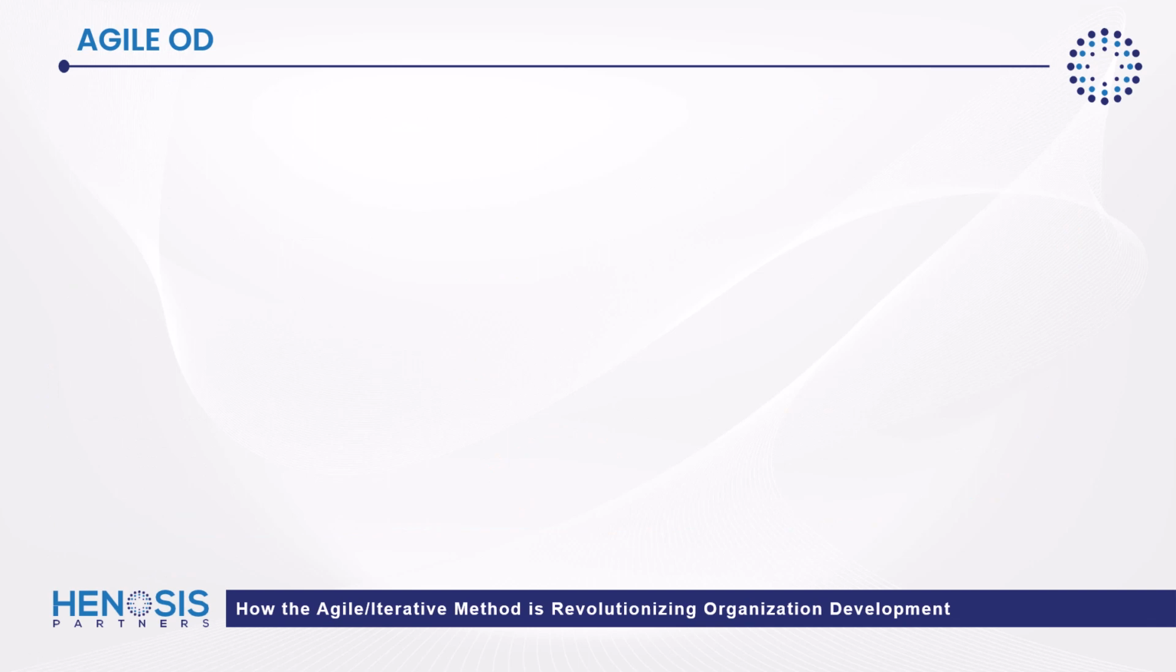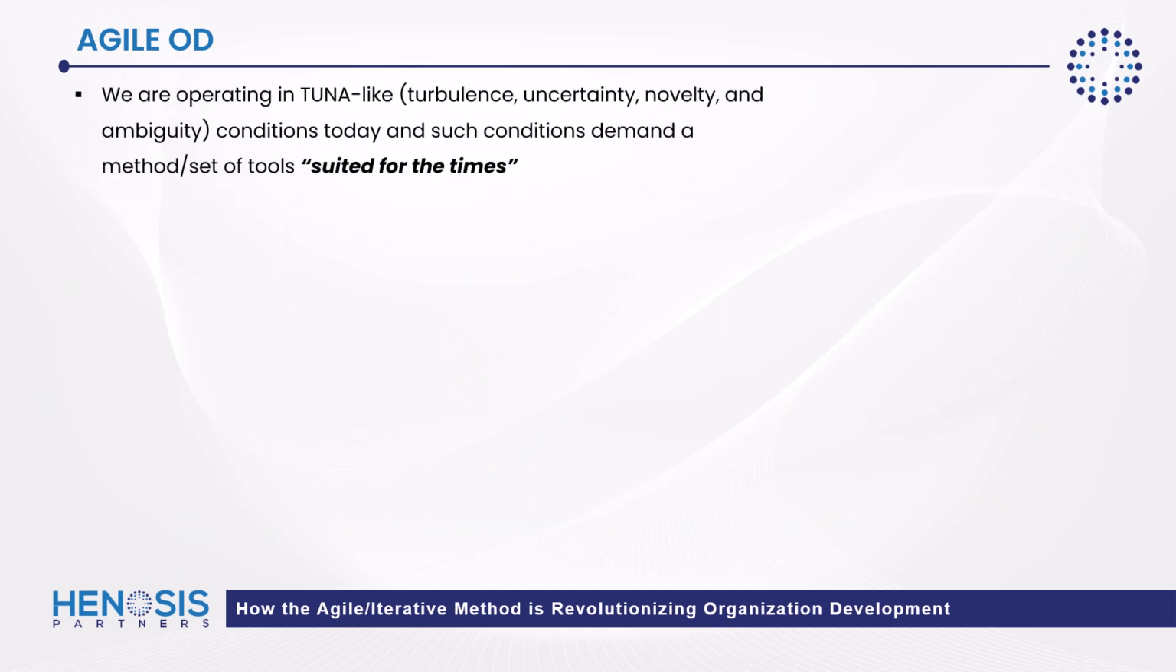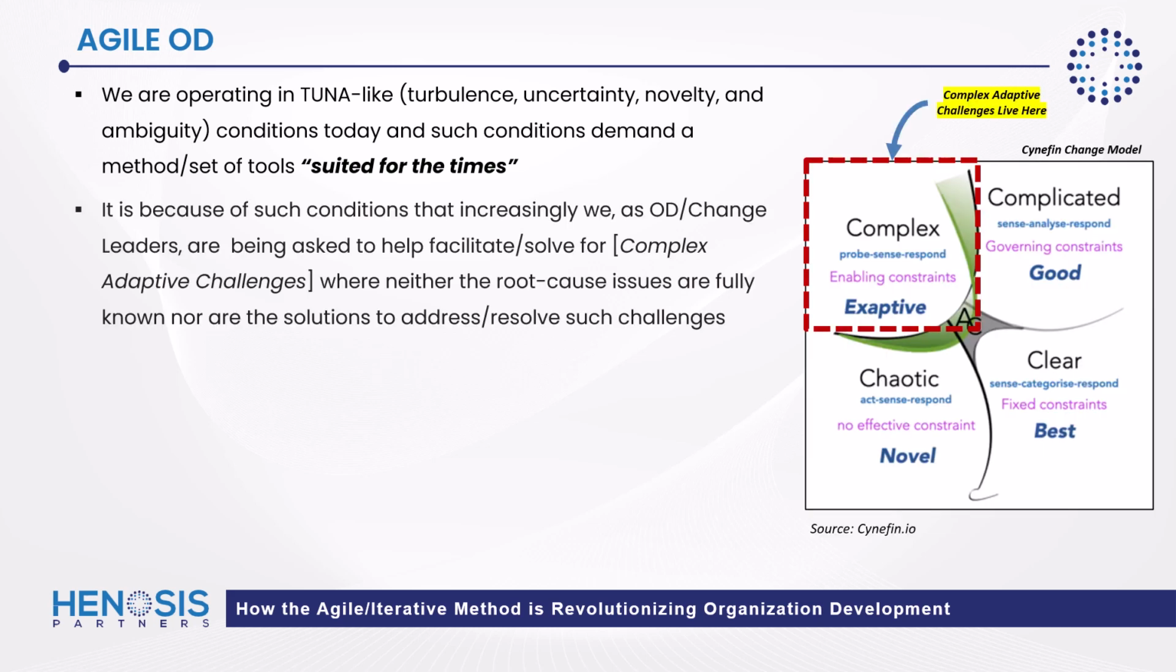To add to why Agile, why now, it's important that we acknowledge that we're operating in TUNA-like conditions today of turbulence, uncertainty, novelty, and ambiguity. And such conditions demand a method and set of tools that are suited for the times. And it is because of such conditions, as mentioned, that increasingly we, as OD change leaders, are being asked to help facilitate and solve for complex adaptive challenges, the types of challenges where neither the root cause issues are fully known, nor are the solutions to address or resolve such challenges.